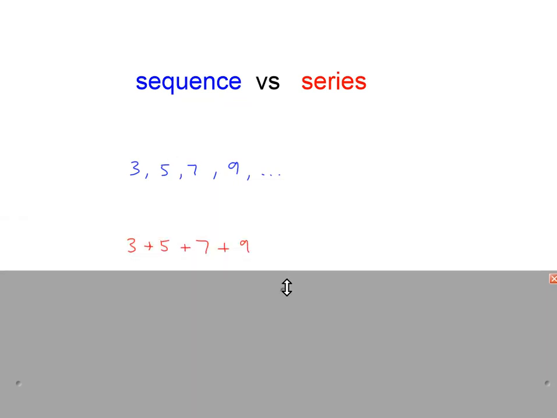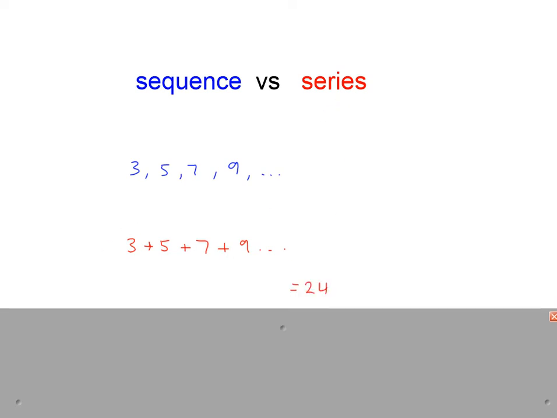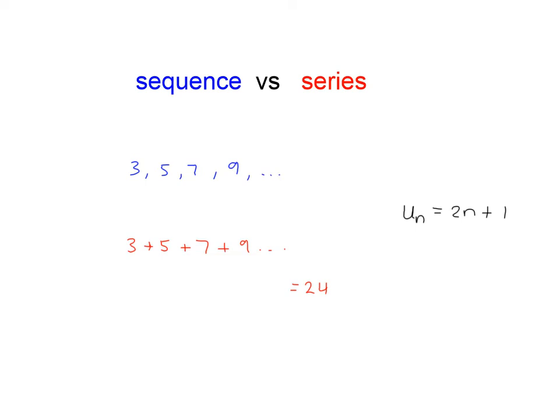And here is a series. Same numbers and same first term, same common difference, but in a series you work out the sum of the terms. To work out any term of the sequence or the series, it is the same nth term formula. So for example, the fourth term, n equals 4, so 2 times 4 plus 1, it gives 9.